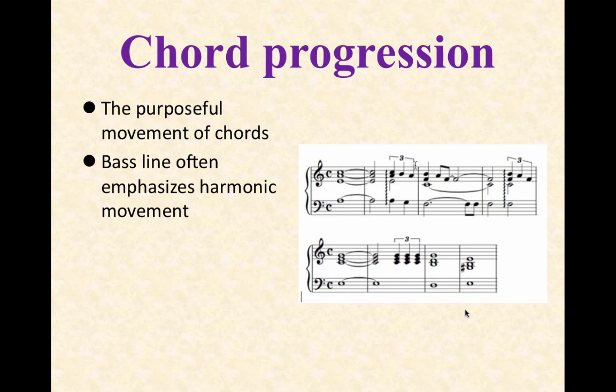A chord progression is when we take chords and move them in a purposeful direction in a purposeful musical pattern. Next, we have the resolution of phrases. The ends of musical sentences are called cadences.